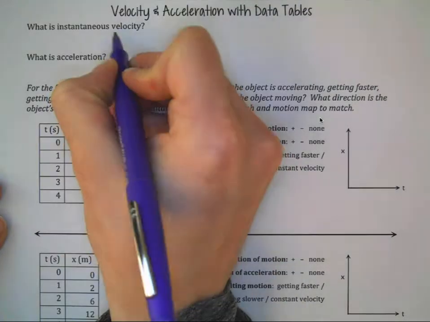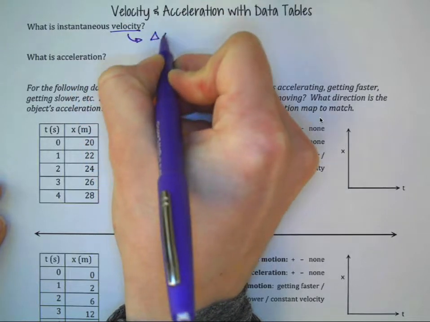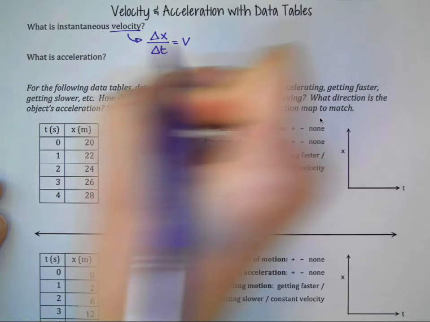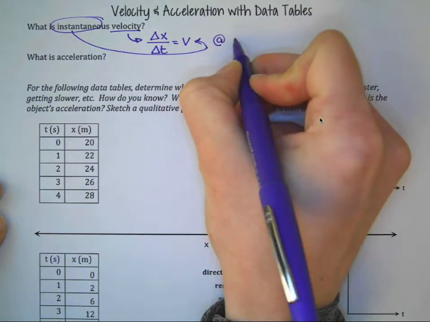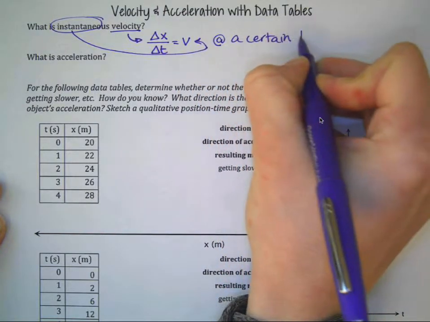So a little bit of a reminder. Velocity itself is a change in position over a change in time. And an instantaneous velocity is talking about the velocity at a certain instant or time.